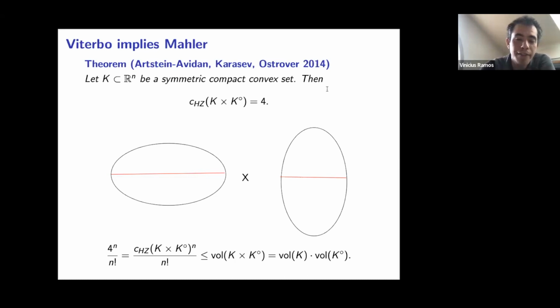So basically, the question is, can you embed a ball of symplectic radius 4 into this K times K dual? And it's definitely true for the disk in dimension 2. It's also true for the hypercube. K is a hypercube. And I am not sure if it is known in general. I think Johan is here. Maybe he knows. Yeah, I don't think it's true in general. I'm not sure if it's known.